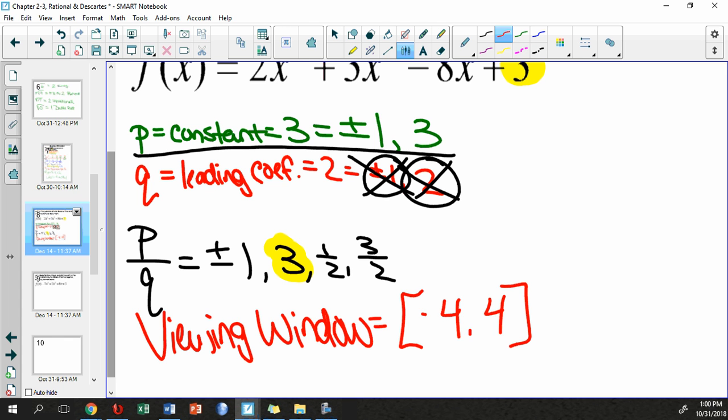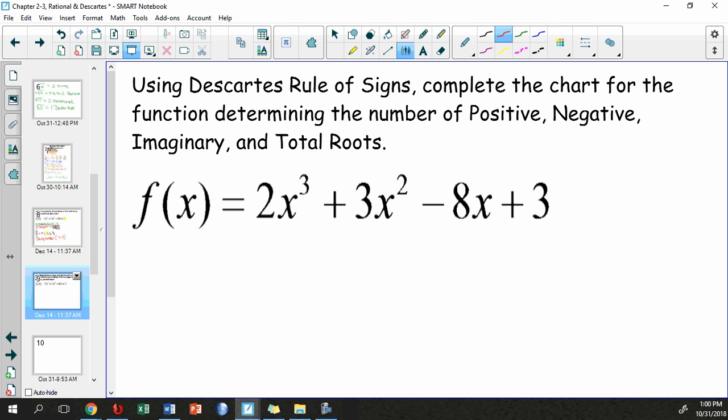Okay. All right, Descartes. After I have my viewing window, I want to know how many of those roots are supposed to be positive and how many are supposed to be negative, so I can start eliminating possibilities off of my list. Okay? So how do we do that? Well, to find the positive roots, you are going to count the number of sign changes.